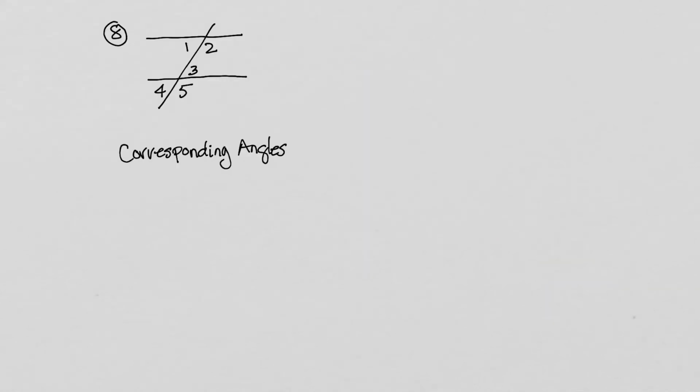So in this problem, we're going to have to assume that these two lines are parallel. And if we have parallel lines, this line that crosses parallel lines is called a transversal. Now I'm going to take this angle here, angle 1, and angle 4, these are called corresponding angles. They correspond to these positions here. They have kind of the same position. So those are corresponding angles.